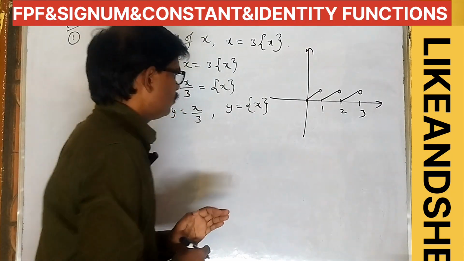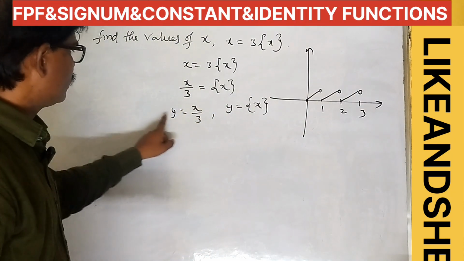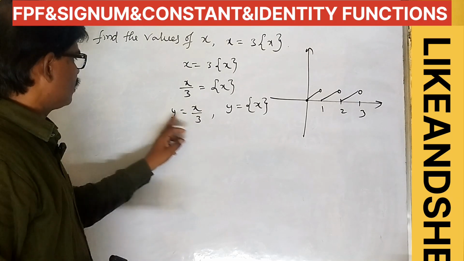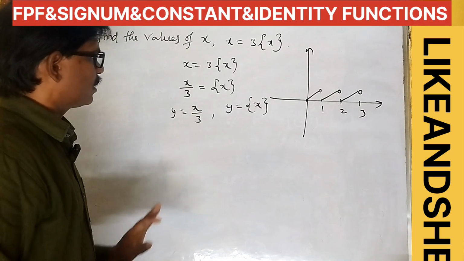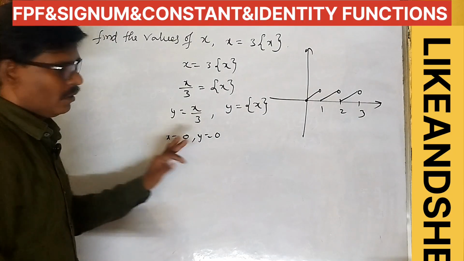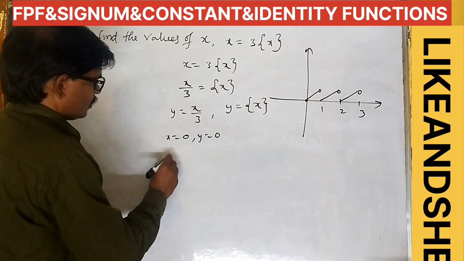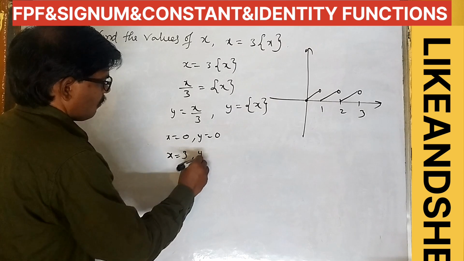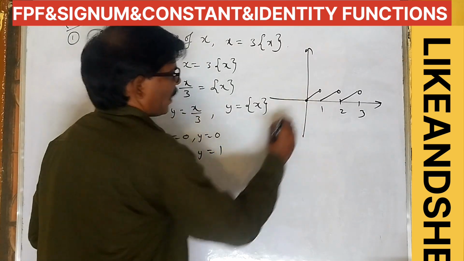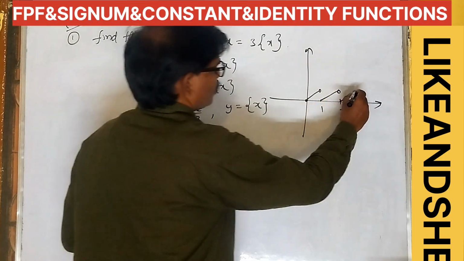Next, for the other one, with x equal to 1 by 3, what is y? With x equal to 0, y is equal to 0. Next, x is equal to 3, so put x equal to 3; then y is equal to 1. So x is equal to 3, y is equal to 1. This is one point.